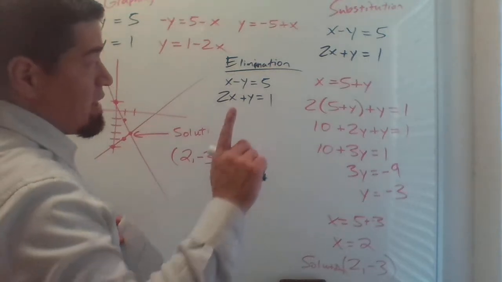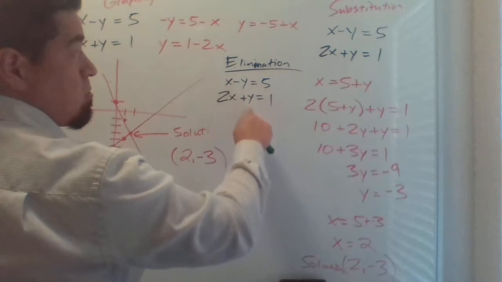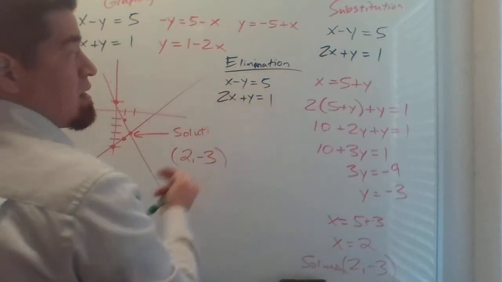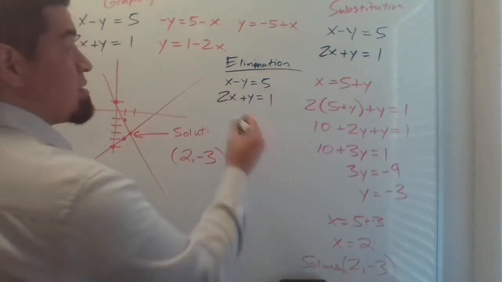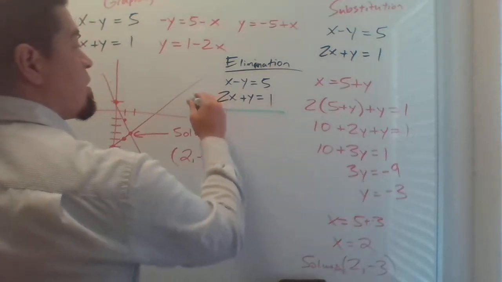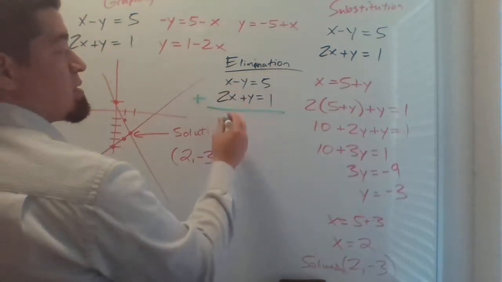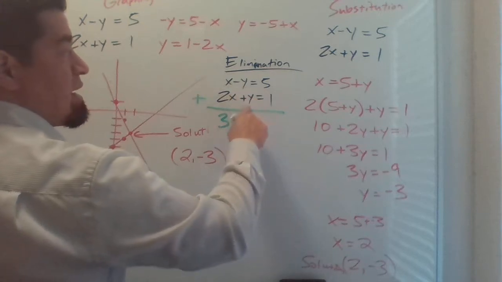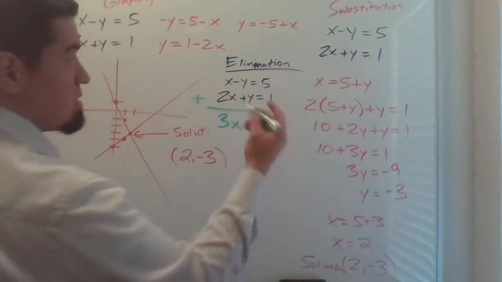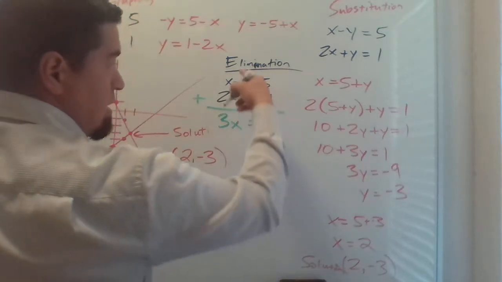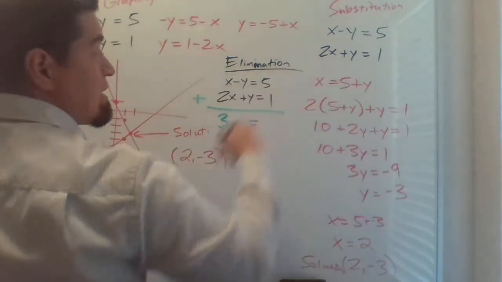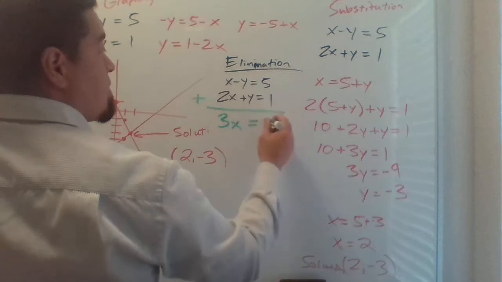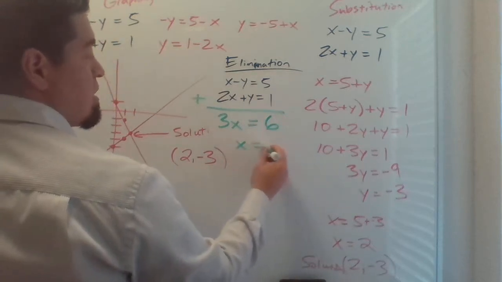But right here it's set up nicely because if I look at these y's, these are opposites. So if I add these two equations, right, x plus 2x, you're going to get 3x. Negative y plus y, that cancels out, right? So that's 0, so that's eliminated, right? So the variable is eliminated. 5 plus 1, that's 6. Divide by 3, you get x equals 2.